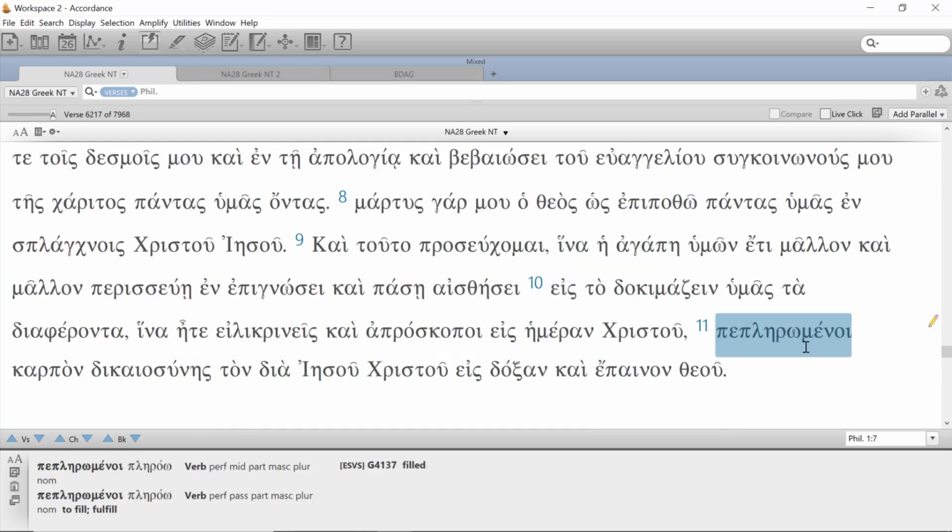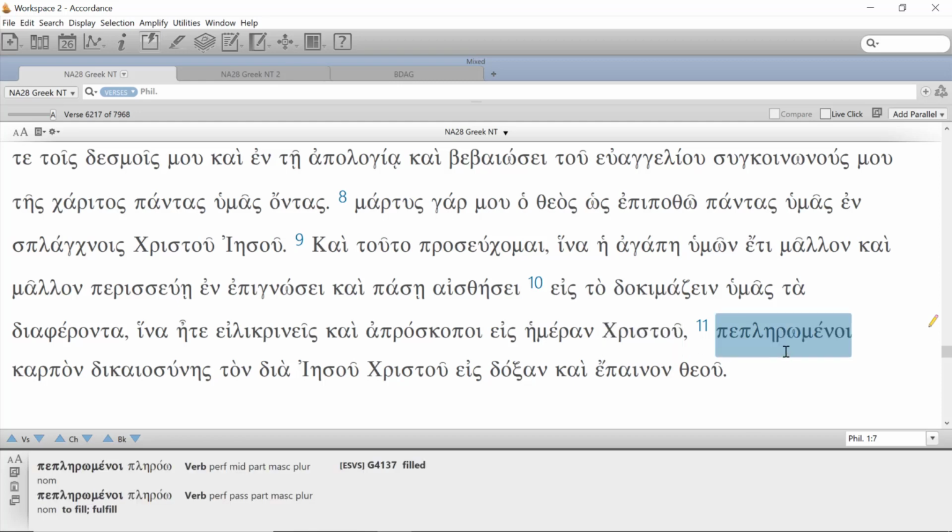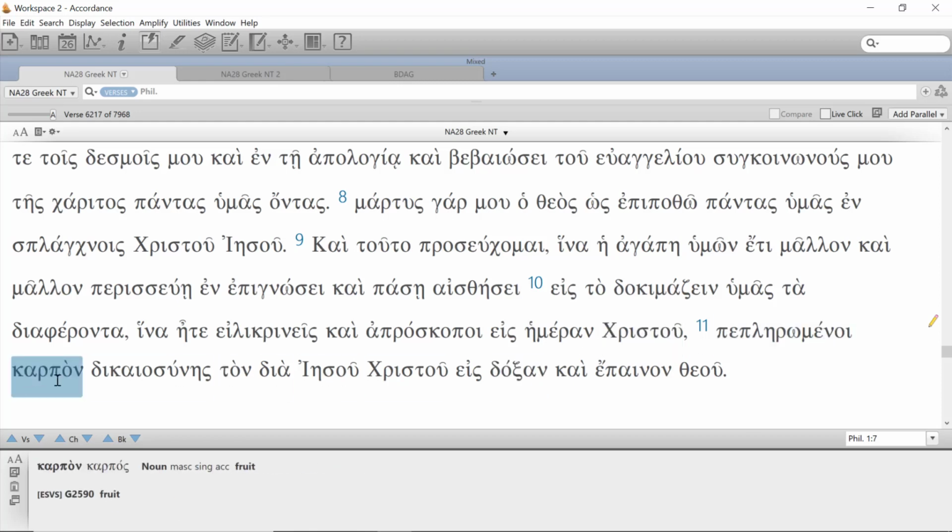In verse 11, we see a participle that's in the perfect tense, and it's worth considering whether or not the Apostle Paul wrote this thinking of something that's happening presently to believers or something that will be shown to be true sometime in the future. Because if we go up to verse 10, in order that you might prove things that are excellent, in order that you might be sincere and blameless in the day of Christ, having been filled with the fruit of righteousness which is through Jesus Christ.